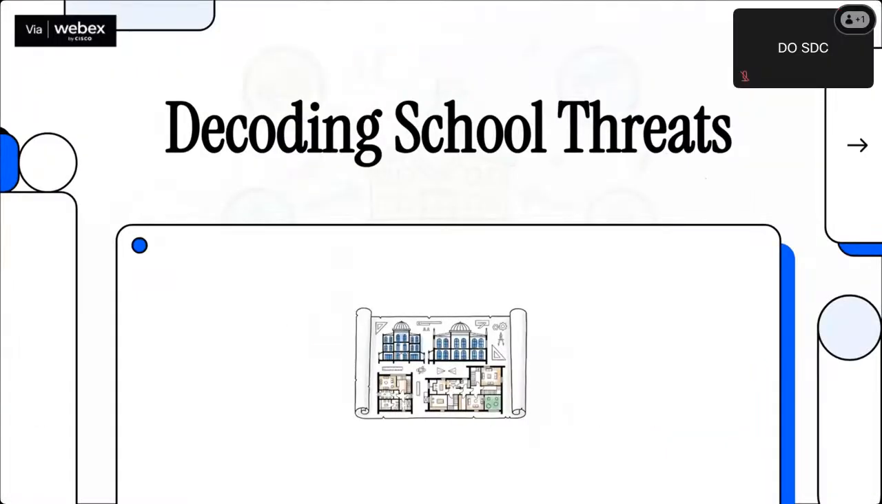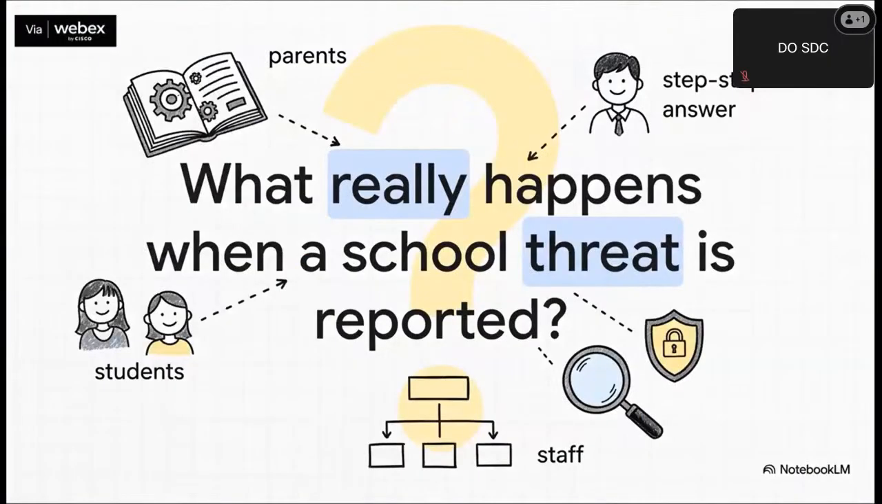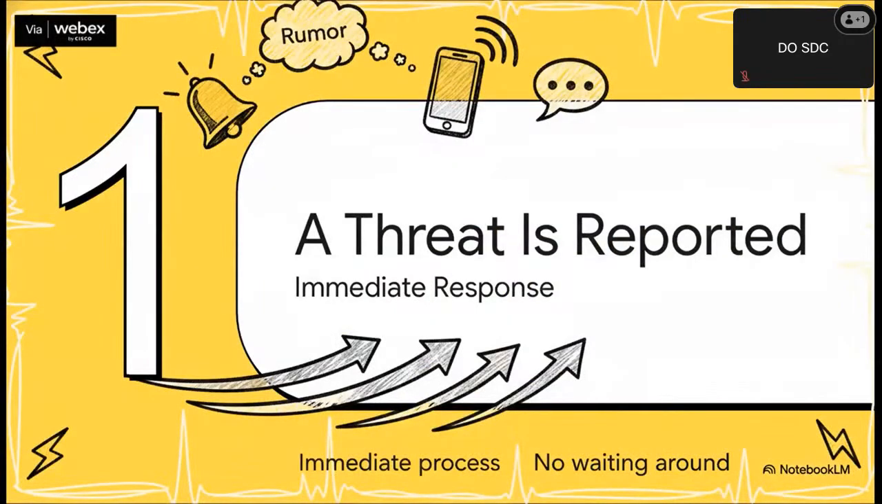So this is the big question, isn't it? It's what we all really want to know. In this explainer, we're going to give you the step-by-step answer, and this is coming directly from the district's own official plan. Okay, so the second a potential threat pops up, doesn't matter if it's a rumor, something someone saw online, or a direct report, a very specific process immediately kicks into gear. There's absolutely no waiting around.